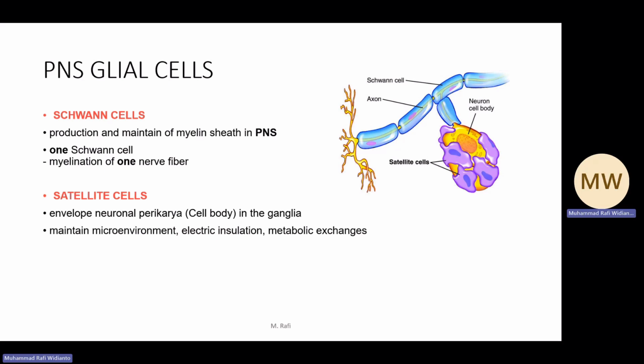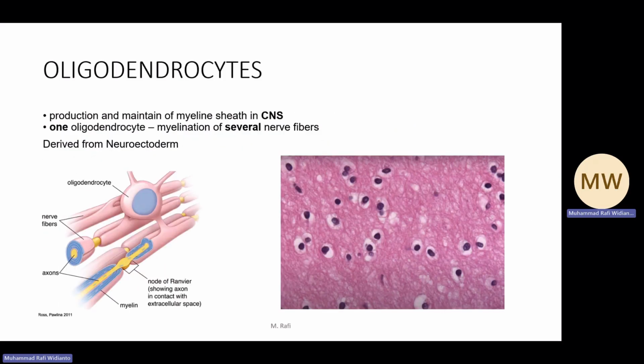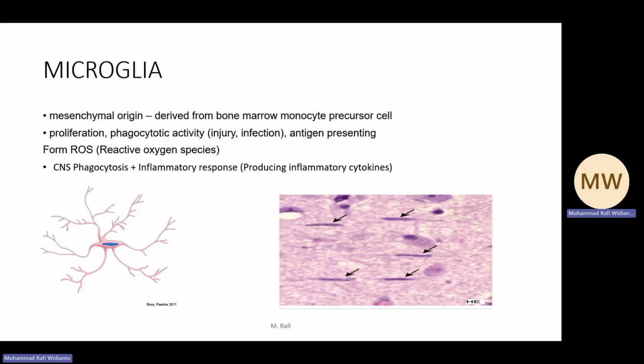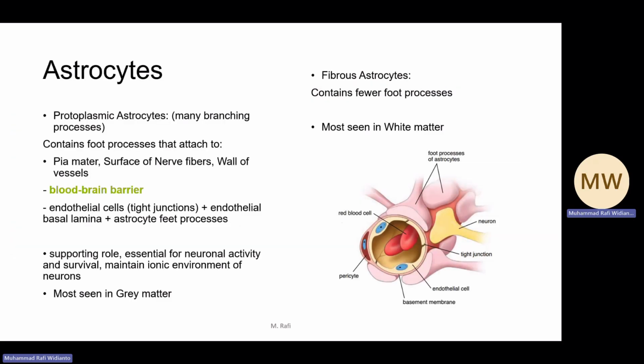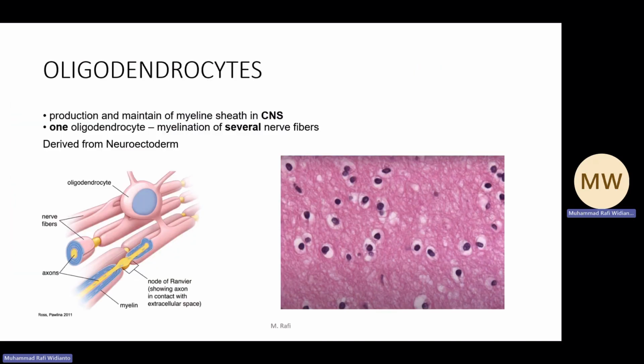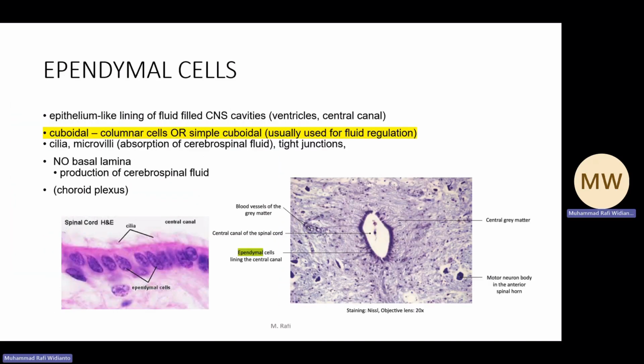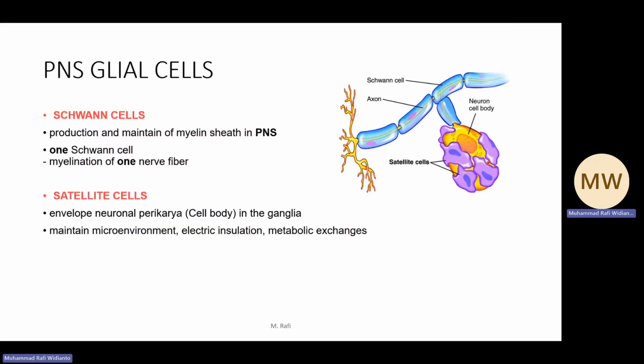And just another thing to note, like I said, oligodendrocytes are derived from the neuroectoderm, and so are other glial cells. So like astrocytes, oligodendrocytes, microglia, ependymal cells, they are all from the neuroectoderm. However, it is the Schwann cells that are the most different because the Schwann cells are exclusively derived from the neural crest. So that is just something important to note.